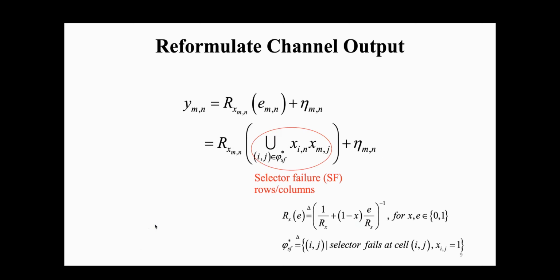Let's first look at our main idea behind the detection scheme. By observing that the readback signal of each cell is related to the cell selector failure locations and the data in the SF rows and columns, we have the following data detection scheme.